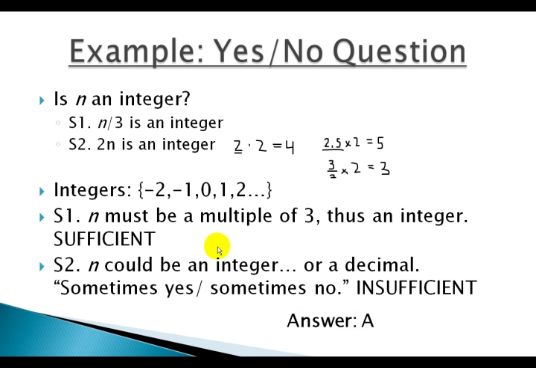It was only statement 1 that told us definitively that n itself is an integer. Statement 2 told us that sometimes n is an integer, sometimes it's not.